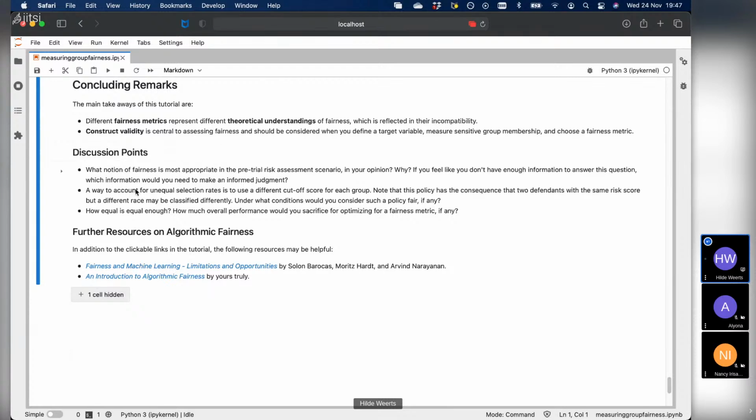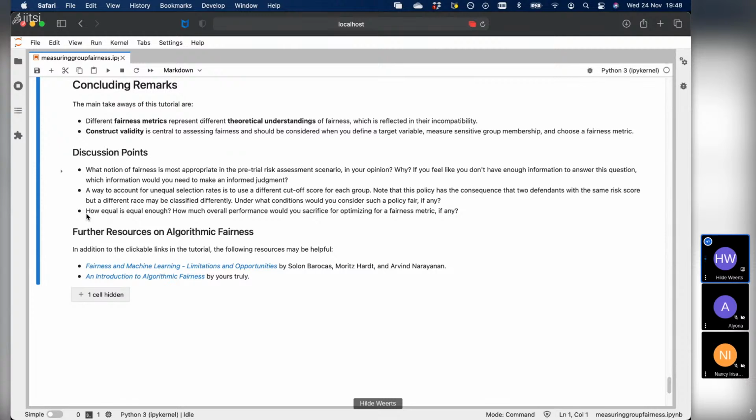Another question: there is a way to account for unequal selection rates by using a different cutoff score for each group. So, for example, for one group, you would say everything above 0.5 is a positive, and for the other group, you would say everything above 0.8 is a positive, which means that two people with the same score may be classified differently. One nice thing to think about is when you think that's fair, or if you think that's fair at all.